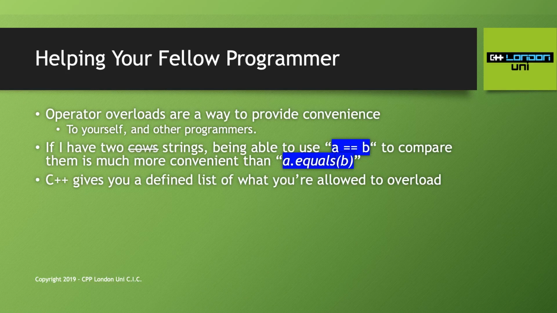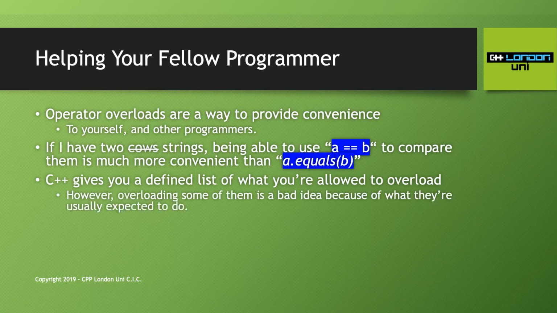So C++ gives us this defined list of what operators we're allowed to overload. But don't just overload anything. There's ones like equals where it's fairly obvious what's going to happen. There's ones that you can overload that people will use anyway, but you can cause unexpected behavior. You can surprise other developers, maybe even surprise yourself.